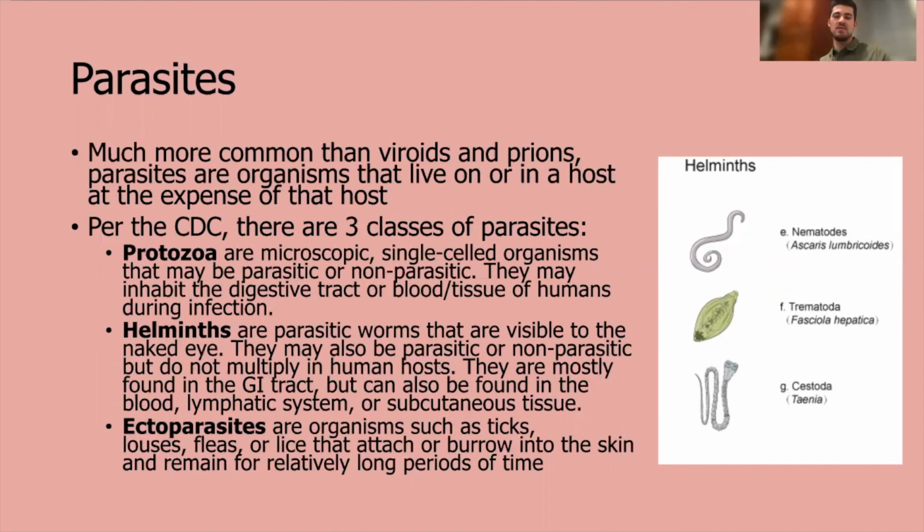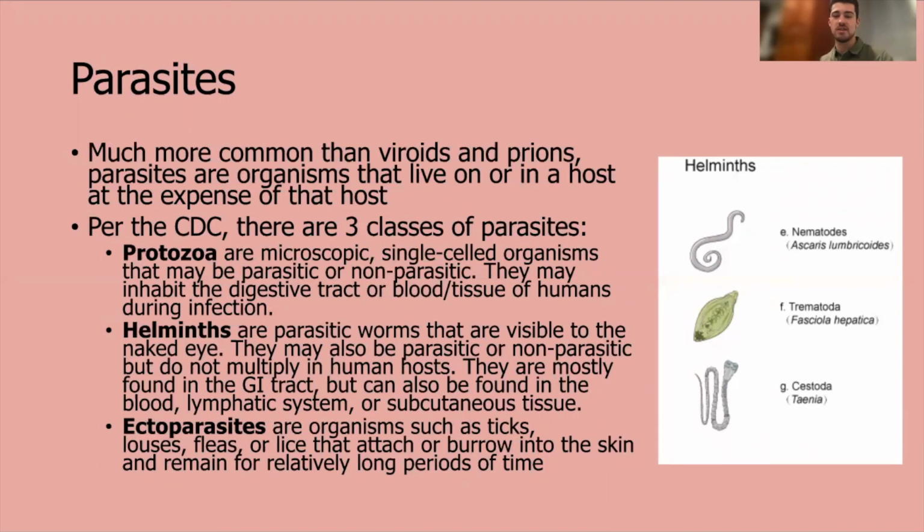Per the CDC, there are three classes of parasites. So protozoa are the first type. They are microscopic, pretty small. They're single-celled organisms that may be parasitic or non-parasitic. And the parasitic ones generally inhabit the digestive tract or the blood and tissue of humans during an infection. And they're cured with antiparasitic or antibiotic medications.